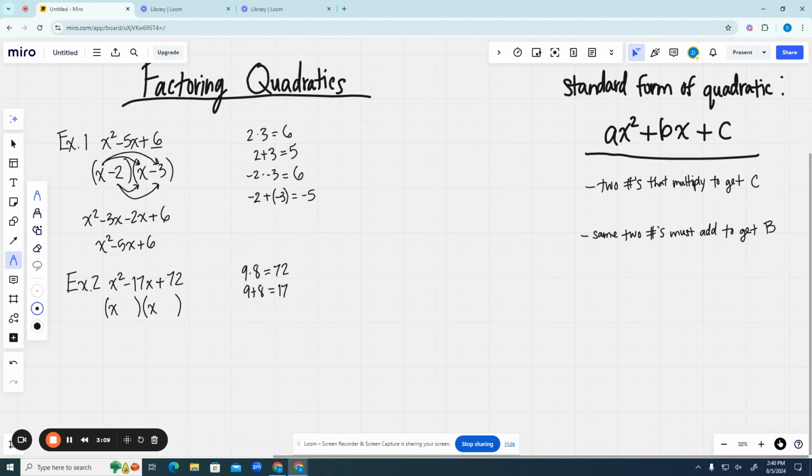But this one is exactly the same as the last one, and the 17 is negative, so we need to make this -9 times -8, which is 72. And you don't need to write all this out, I'm just writing it out to show that this equals that. So these are our two numbers for this one.